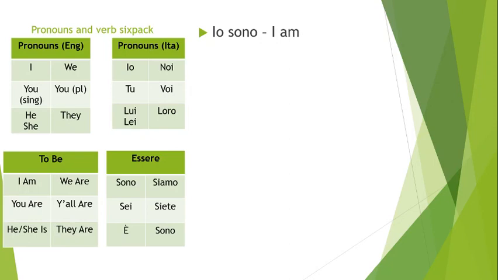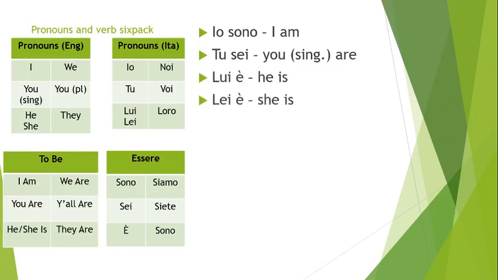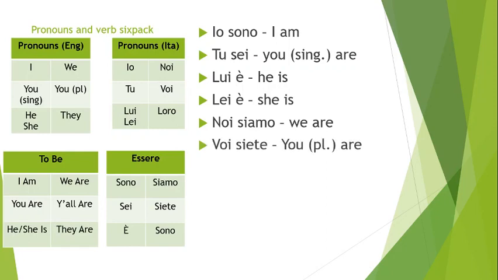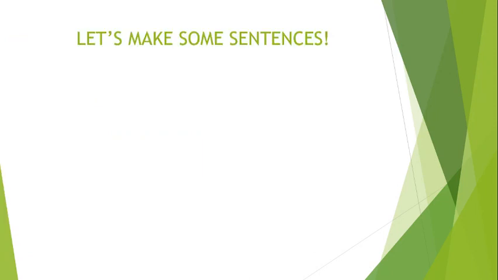Io sono, I am. Or, like I said earlier, you can just say sono. You don't have to say io with it. Tu sei, you are, or just sei. Lui è, or lei è, right? He is or she is. Noi siamo. So, as you can see, we're just matching the pronoun with the equivalent version of essere there. And voi siete, you, plural, are. And loro sono, they are. Hope that makes sense.